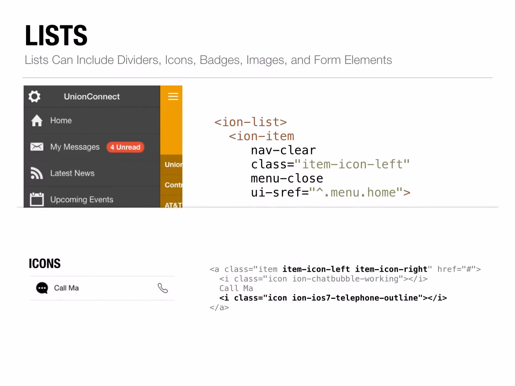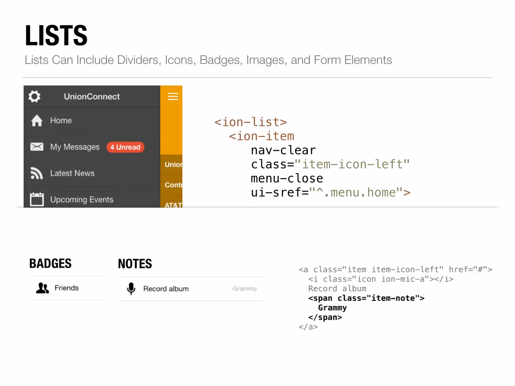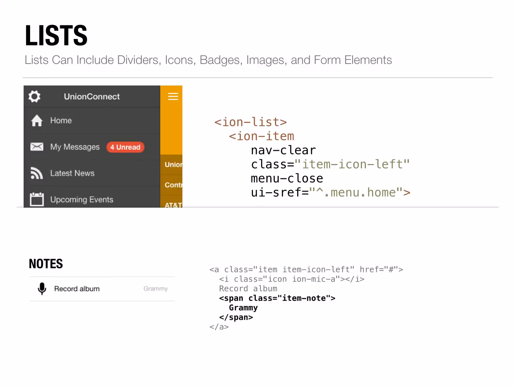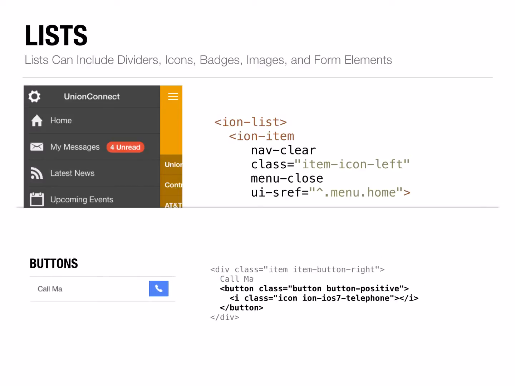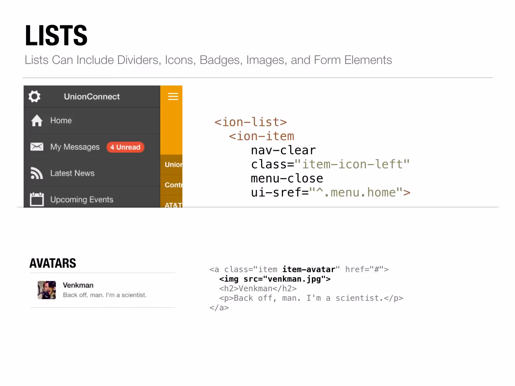You can have lists with icons, and you would just set item-icon-left or item-icon-right or both on the container, and then you would put in your icon with an i class as icon, and then the name of your icon. You can use Ionic's Ionicons very easily there in your lists that way. Badges with span class as badge, very easy to set that up as well. Notes, span class as item-note. Buttons, button class button.